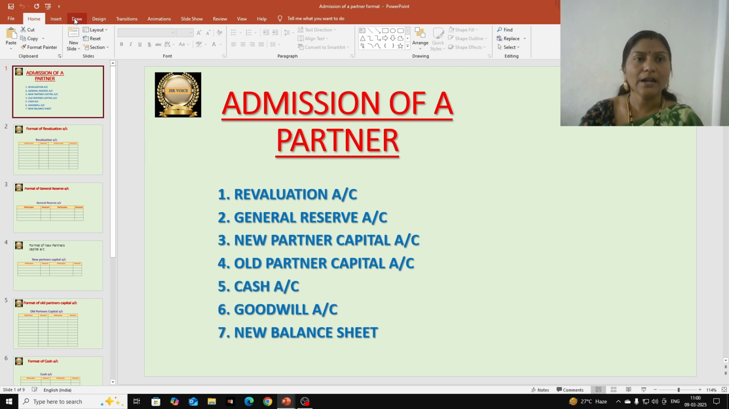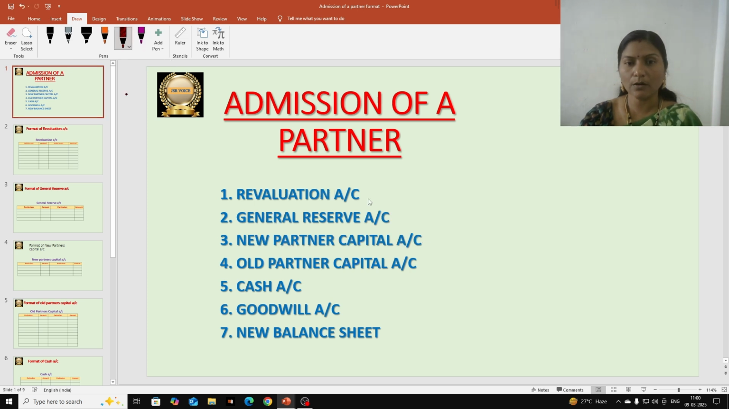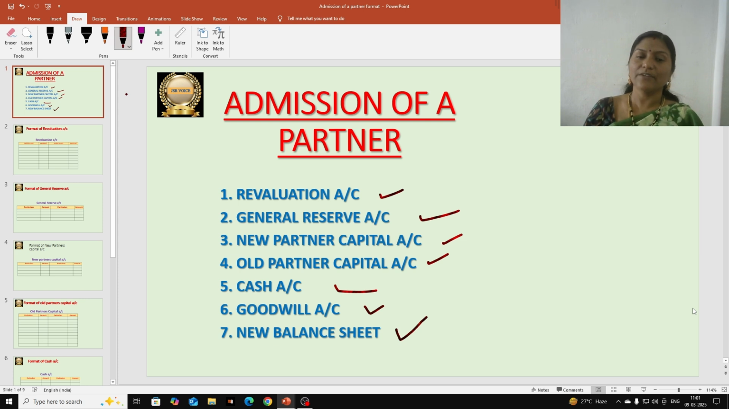Whenever the admission of a partner takes place, the business is going to prepare some accounts. What accounts? First one is revaluation account. Next one is general reserve account. Third, new partner capital account. Next, old partner capital account. Fifth one is cash account. Sixth one is goodwill account. Last one is balance sheet. These are a total of 7 we are going to prepare in case of admission of a partner.